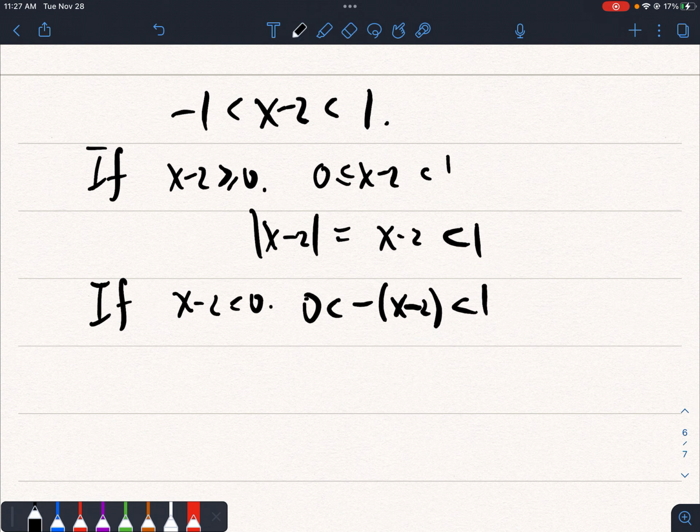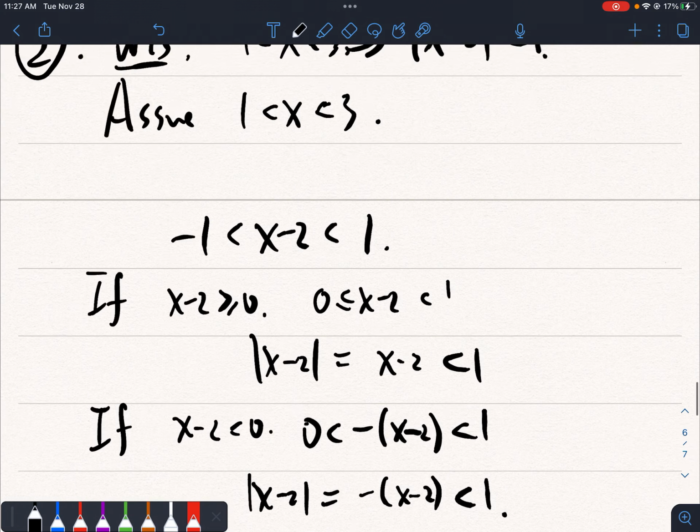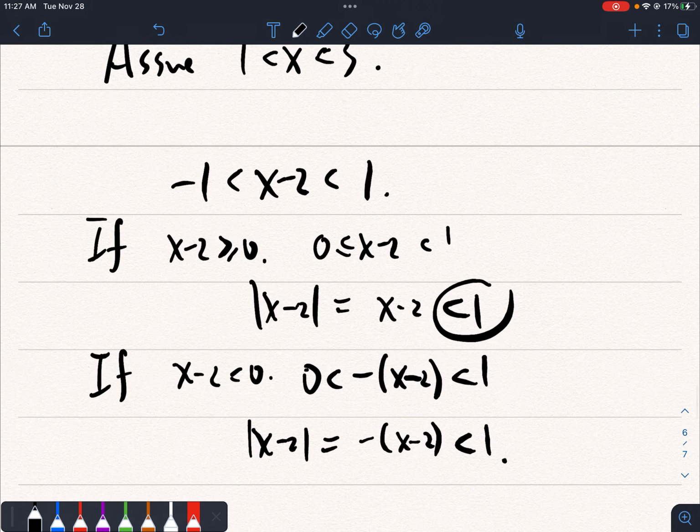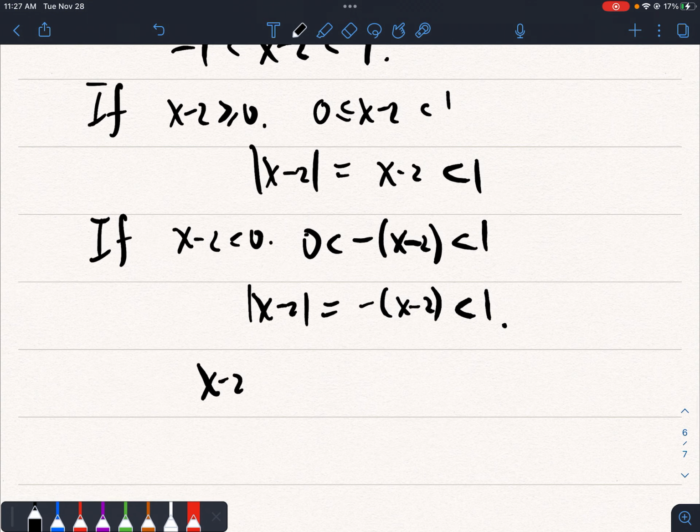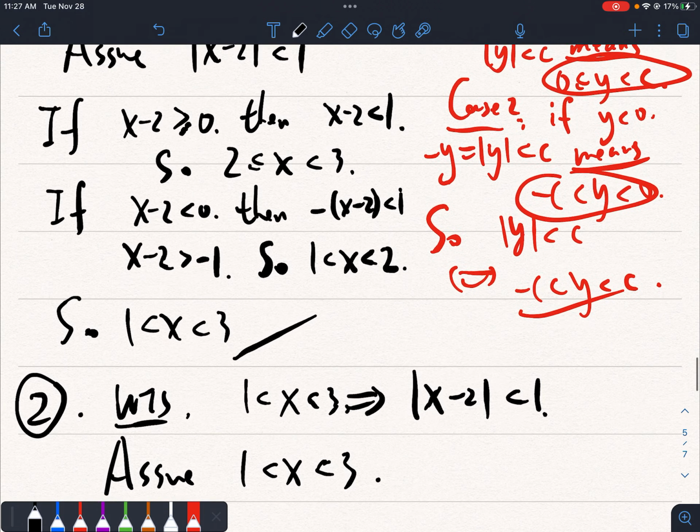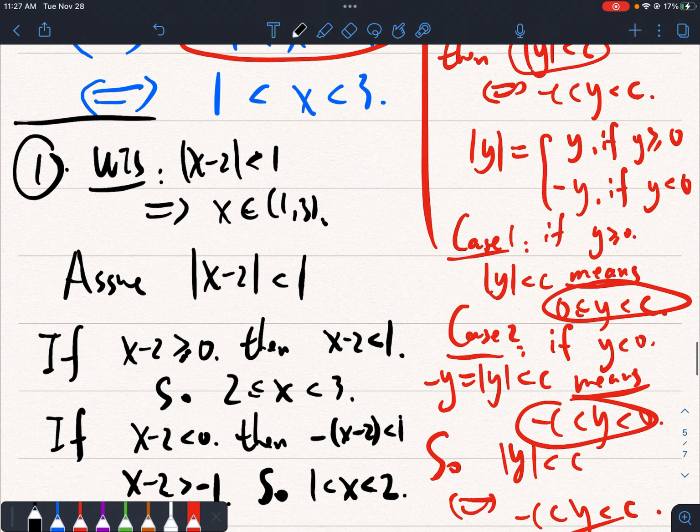So in this case, this is negative, so the absolute value would just be the negative of x minus 2. So this would be less than 1. Which means in both cases, the absolute value would be less than 1. So this is true. So we can separate into two cases. And you can see that in general, if you separate into two directions, it will be more complicated.